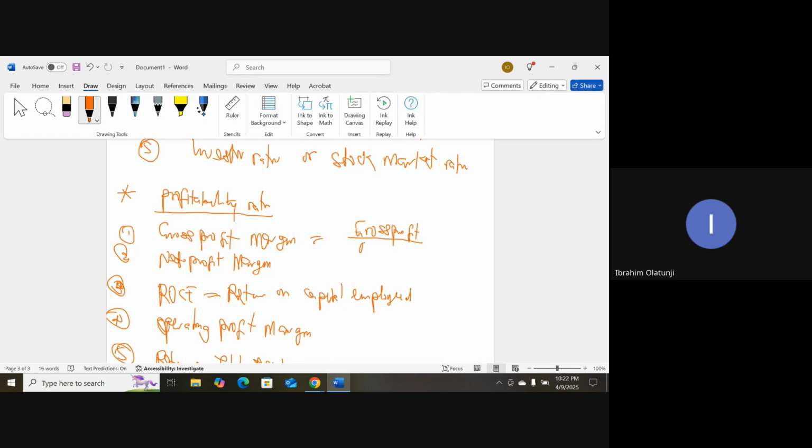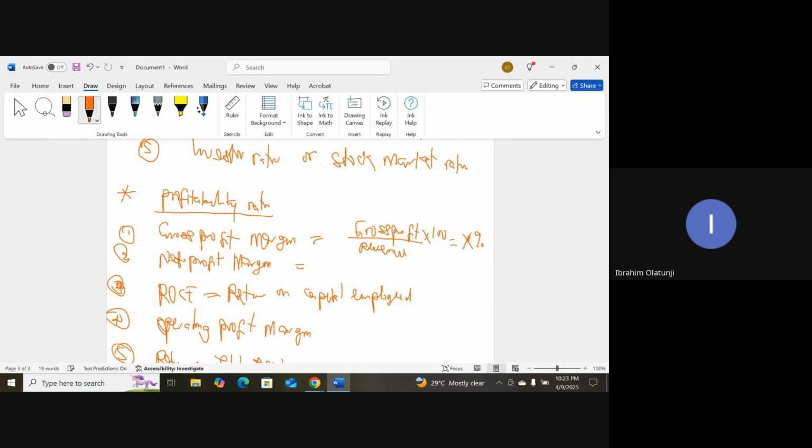Gross profit all over revenue times 100. So meaning your answer will be in percentage. You can get X% as your answer. So your answer will be in percentage.